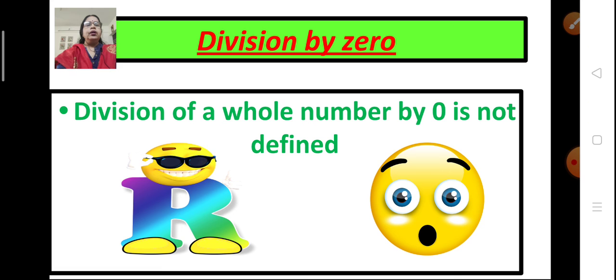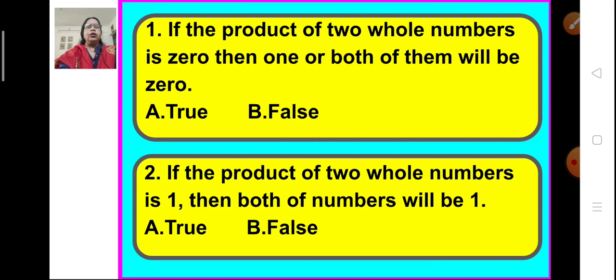Now division by 0, this is also very important. Division of a whole number by 0 is not defined. We can understand that any number, if we divide by 0, we will go on dividing it and again we will get the same number. So it is not defined.